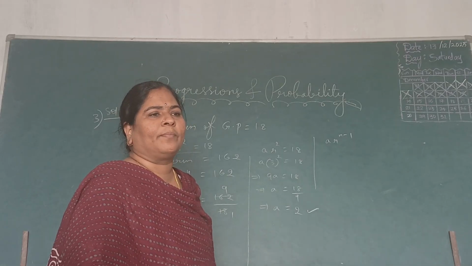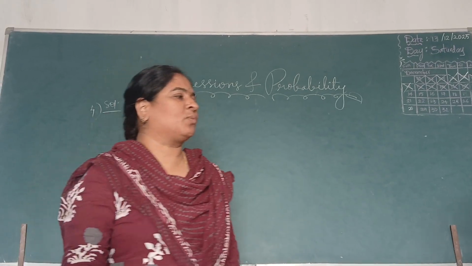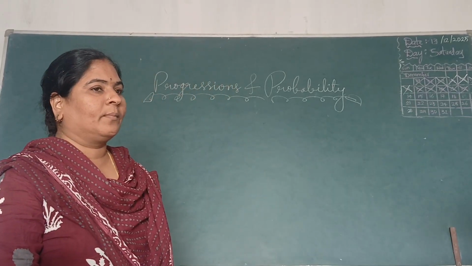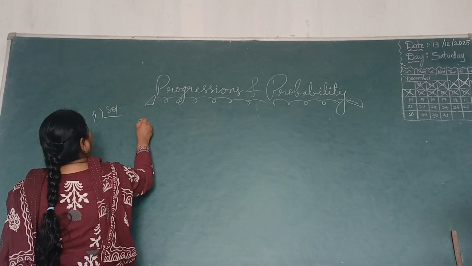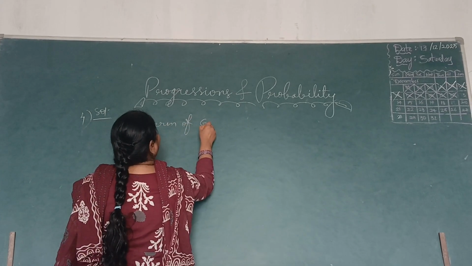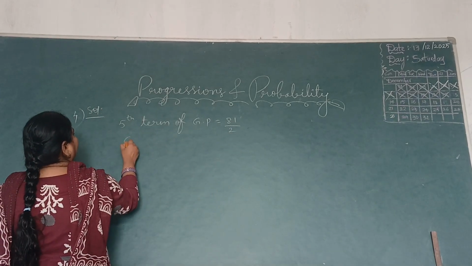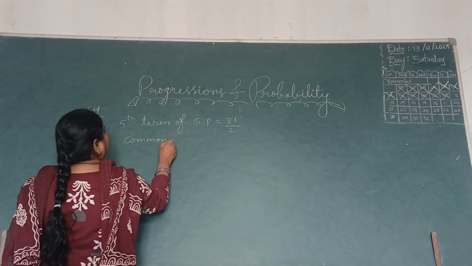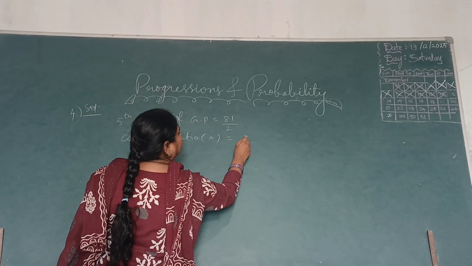Fourth sum. Who will read the fourth question? Find the eighth term of a GP whose fifth term is 81 by 2 and common ratio is 3 by 2. Fifth term of GP is given for us. How much? 81 by 2. What else is given? Common ratio is 3 by 2. Common ratio is R, it is 3 by 2.